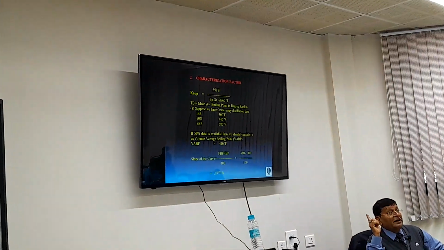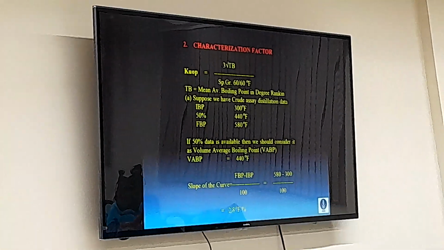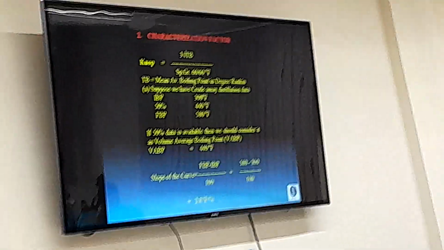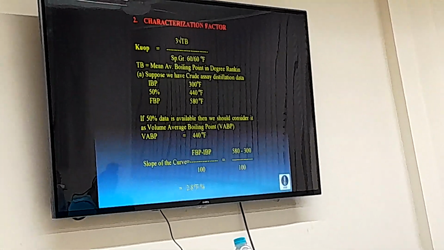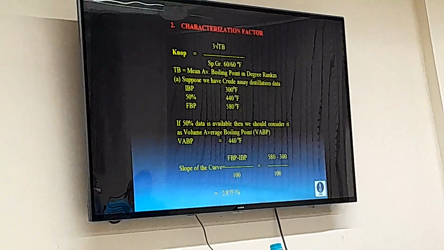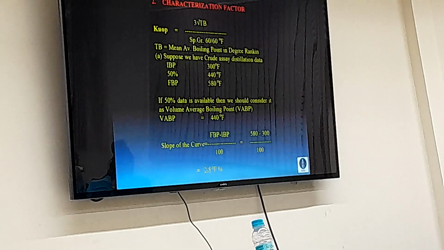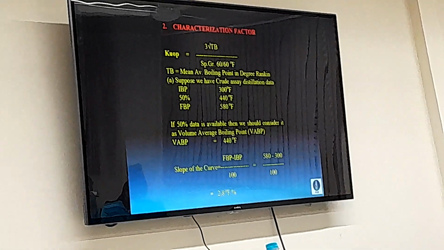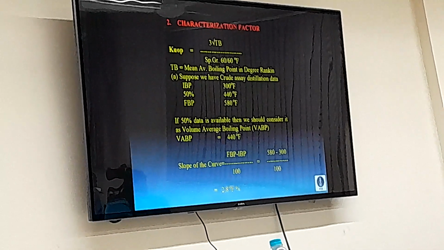The paraffin, because you see in KUOP, the mean average boiling point is divided by specific gravity. And if the specific gravity value is lower, then your KUOP will be higher. Correct? Yes. Lower means lighter crude. Lighter crude means better crude, with better yield of lighter distillates which are required: gasoline, petrol, and diesel. So if you are targeting more of the lighter distillates, you should select the paraffinic one with higher KUOP.